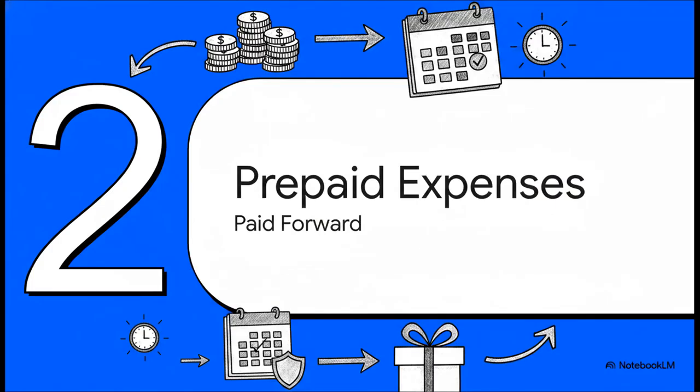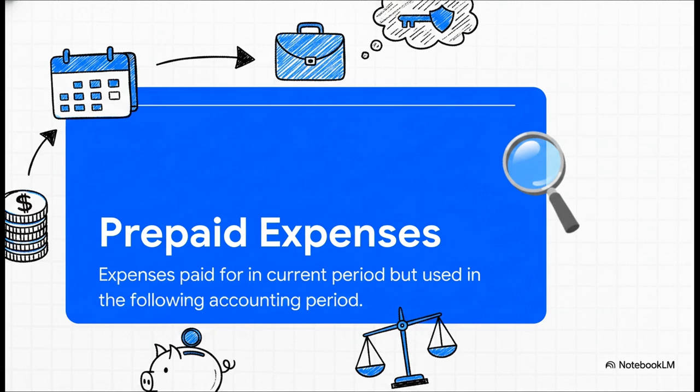Moving right along to our second quadrant, Section 2, Prepaid Expenses, or Paid Forward. Now, this is the exact opposite scenario. A prepaid expense happens when you pay for something in the current accounting period, but you won't actually use those goods or services until the following period. Because you've paid up front for something that guarantees a future benefit, it's treated as a current asset rather than an immediate hit to your profits. You essentially own the right to that service.